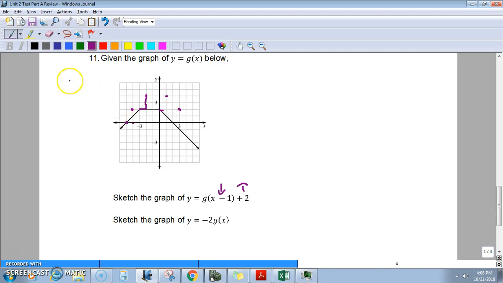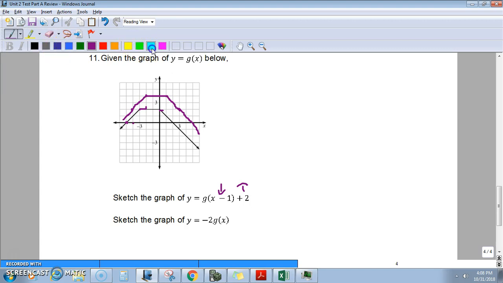So what does that look like? Let's erase this here so that I can just connect those points. Cool. I know that doesn't look great because I don't have a ruler on here.